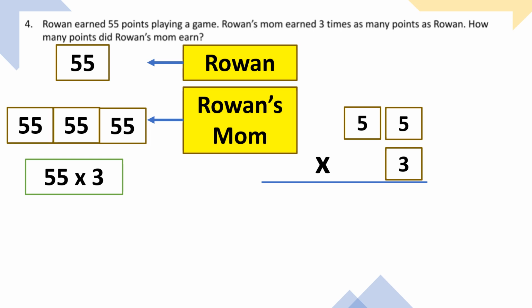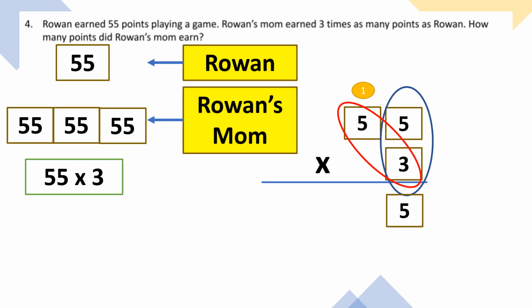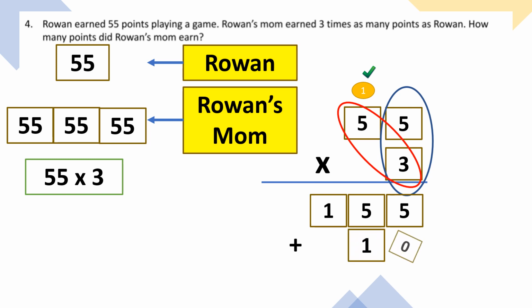Now we start with our ones place. 3 times 5 is 15. So we write our 5 in our ones place and we carry our 1 over the tens place. Then we multiply 3 times 5, which is 15. So we just go ahead and write that 15 down. But we cannot forget about that 1 over the tens place. Since that 1 is in the tens place, that's a whole 10 that we need to add to our solution. So now we have 155 plus 10.